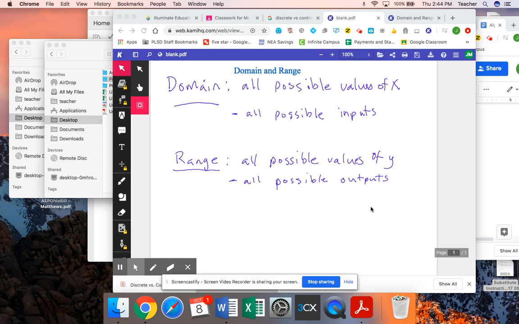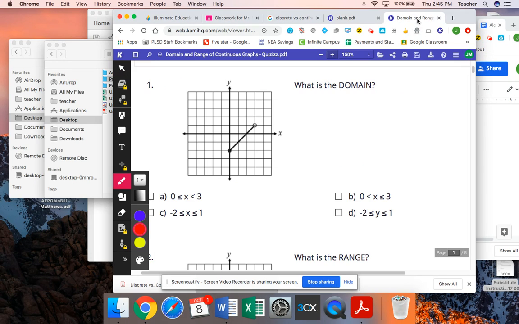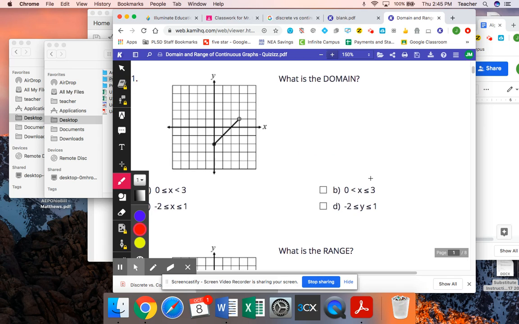All right, we're back and we're going to talk about the domain and range again, this time not of discrete, but of continuous variables. Remember, the domain is just really all possible values of x, which are all the inputs, the range, all possible values of y, which are really just the outputs. I'm going to do this by way of example this time.